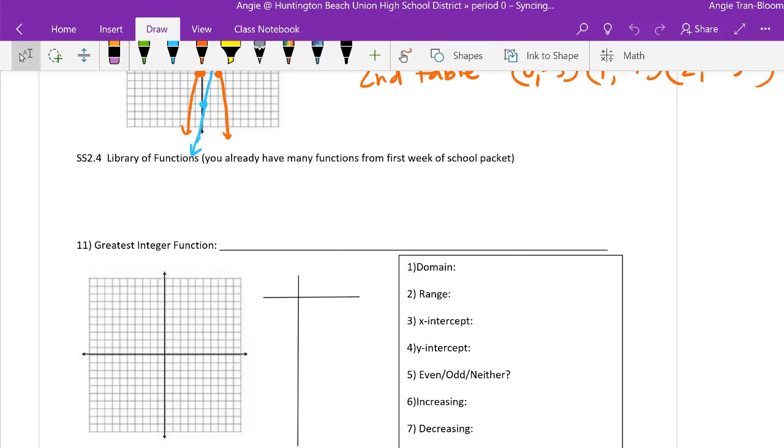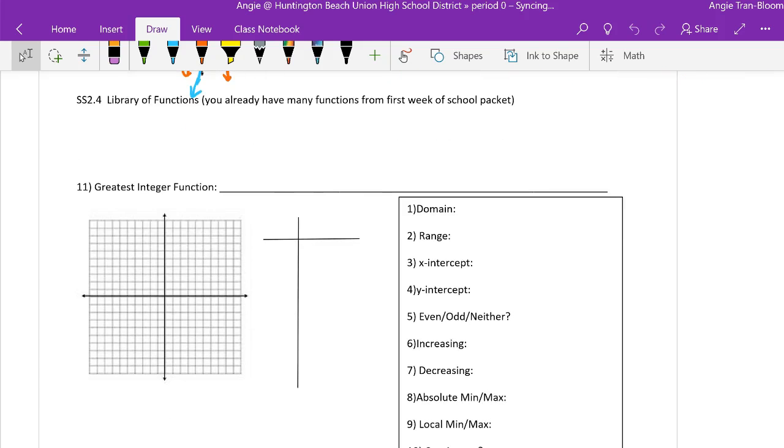Hey guys, so we are starting 2.4, which is called the Library of Functions. Now, the first week of school, you were given a big, huge packet of many parent functions. 2.4 is just a continuation of that. So we will start with the greatest integer function.